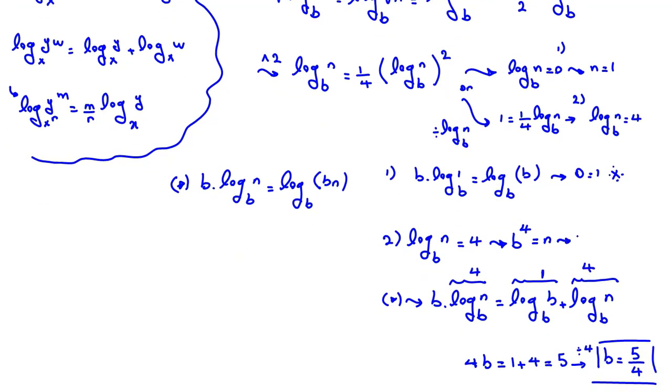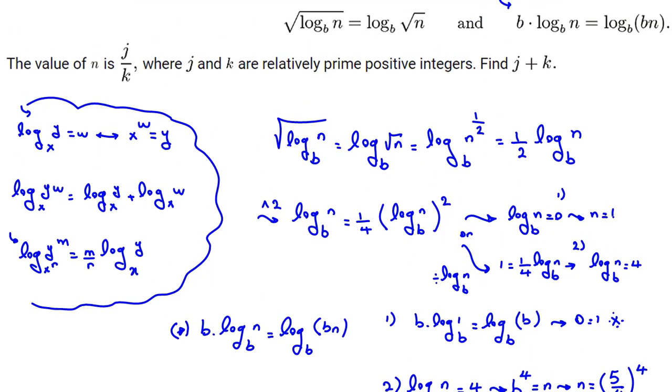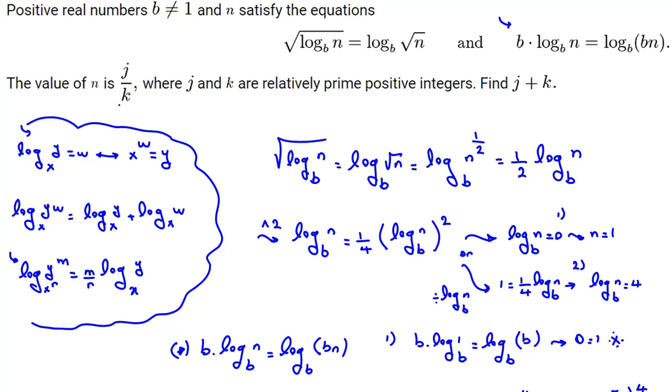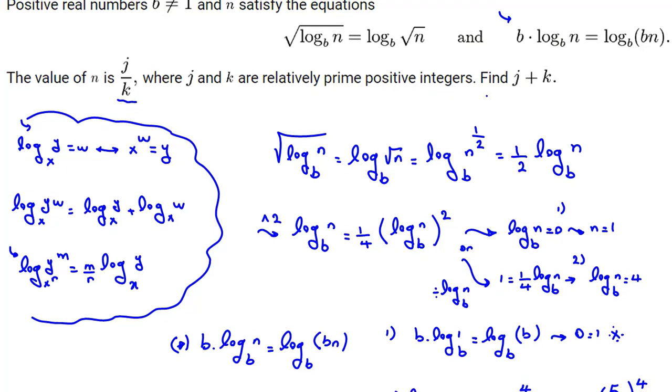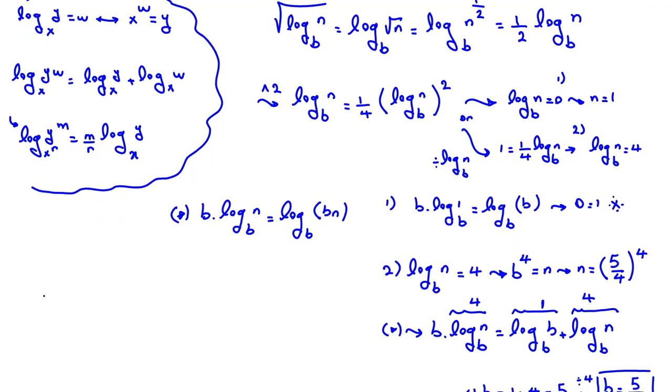B is 5 over 4. So n is equal to (5 over 4) to the power of 4. And let's see the problem once more. What exactly does it say? The value of n is j over k, where j and k are relatively prime positive integers. Find j plus k.